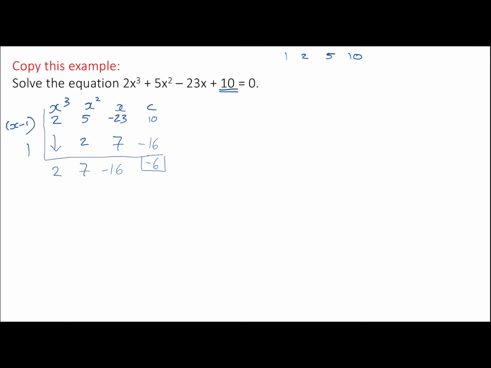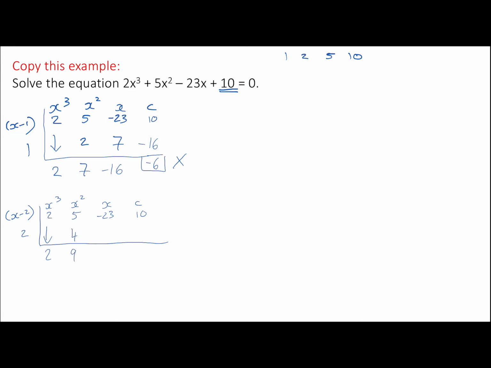So we bring the 2 down, multiply and add, multiply and add, multiply and add. That gives us negative 6, which means x minus 1 can't be a factor. So set up the process again, try another one. As you do more of these, you'll get a feel for what would be factors rather than just going through a kind of trial and error process.